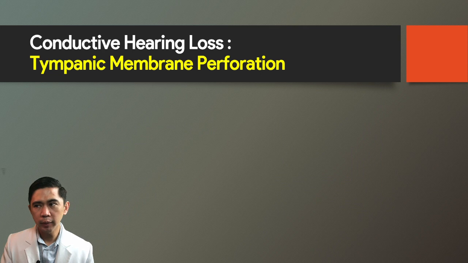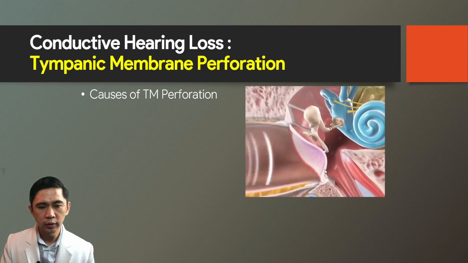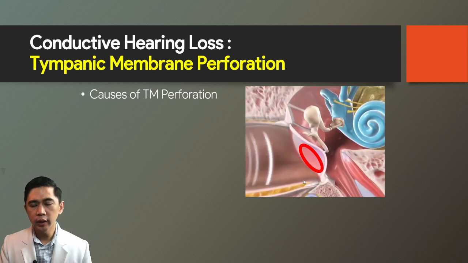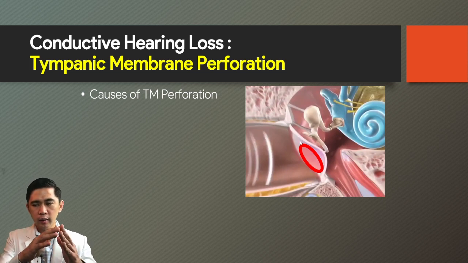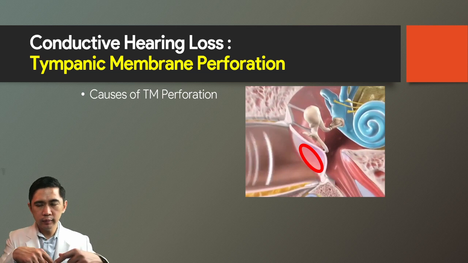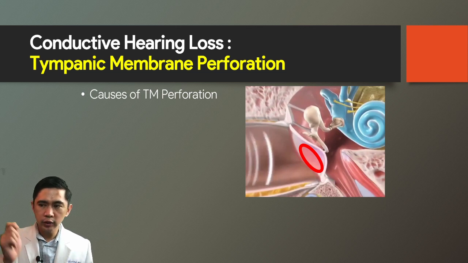Conductive hearing loss, tympanic membrane perforation. There are many causes of tympanic membrane perforation. If we perforate the eardrum, sound will not be able to move the eardrum very well because sound waves will pass through the perforation, so it won't move the drum. Just imagine a drum with a hole in it. When you strike the drum, the sound is never the same compared with an intact drum.